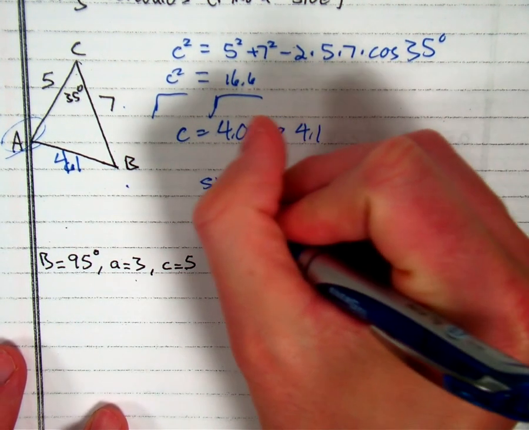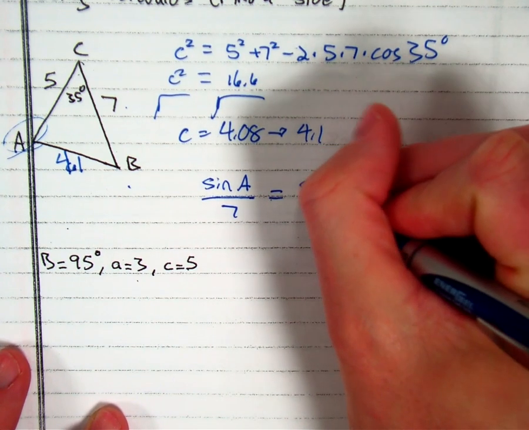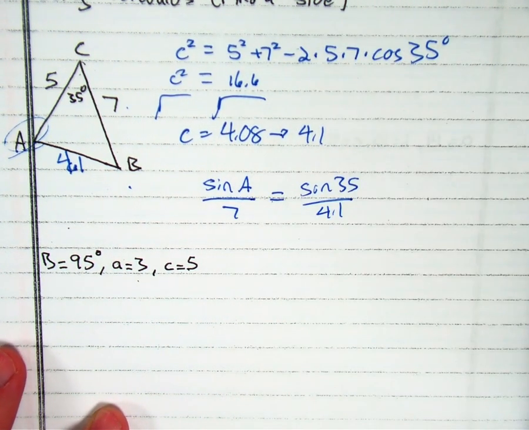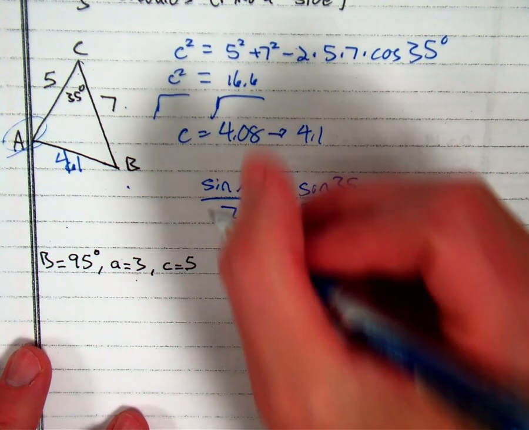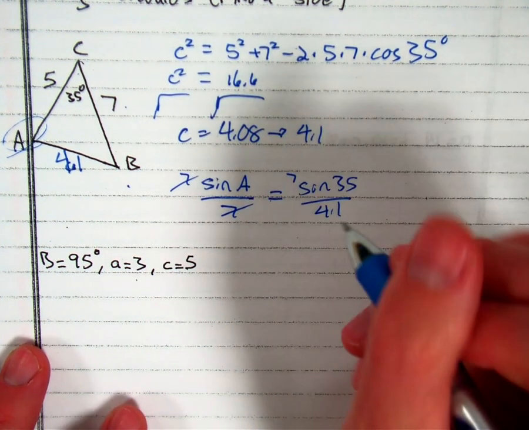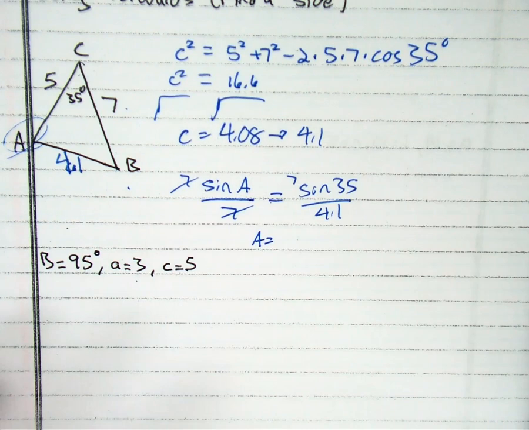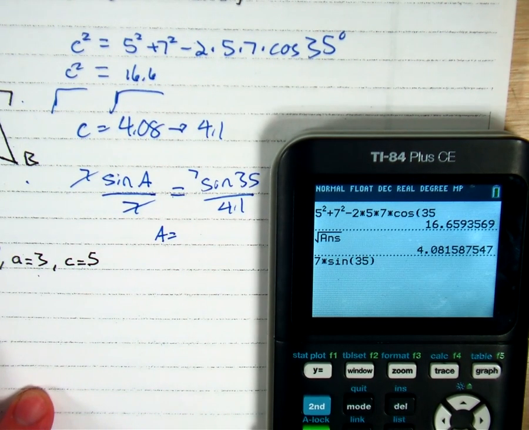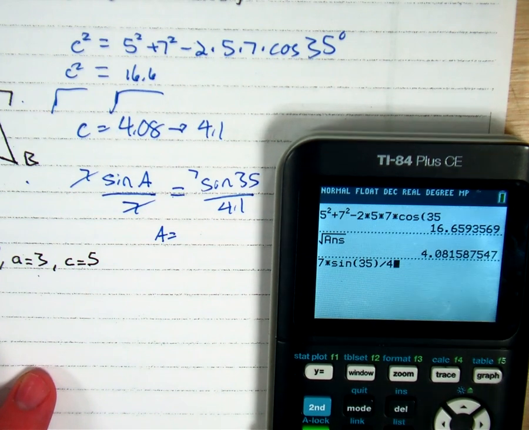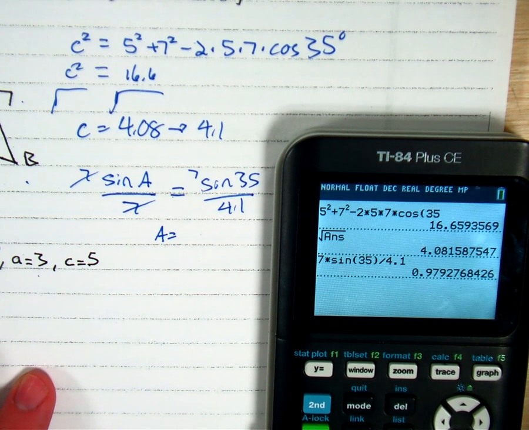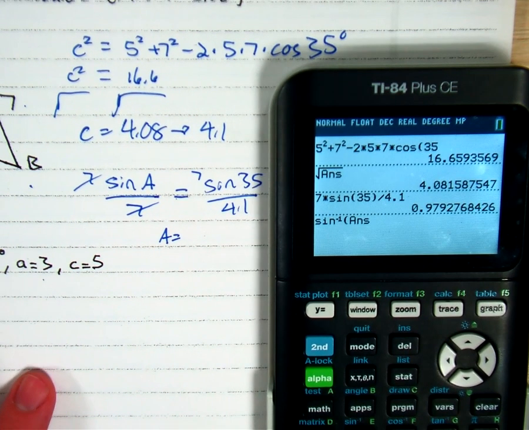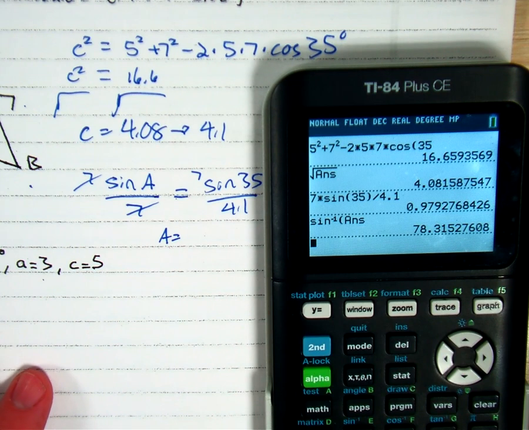Sine of A over 7 equals sine of 35 over 4.1. Okay, we should be getting good at this. We're going to multiply both sides by 7. 7 times sine of 35, close your parentheses, divided by 4.1, and we'll do second sine inverse of second answer again, using that button a lot, 78.3 degrees.